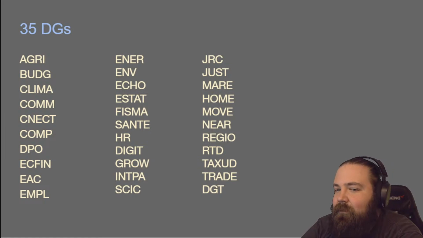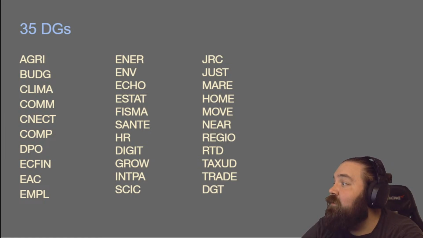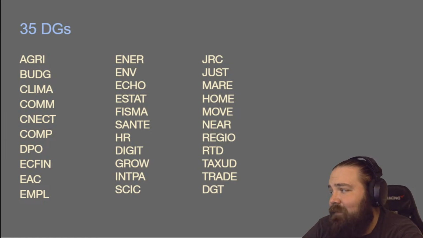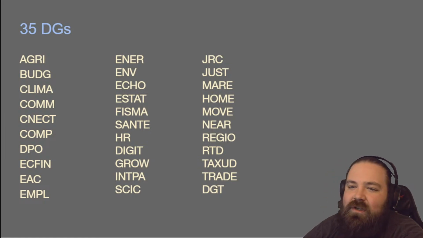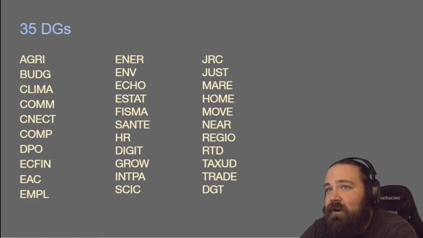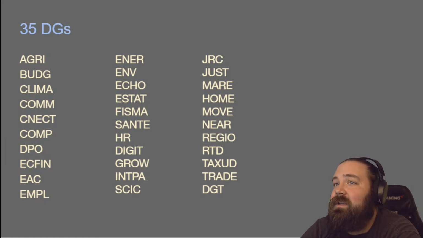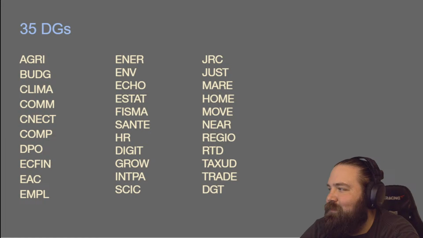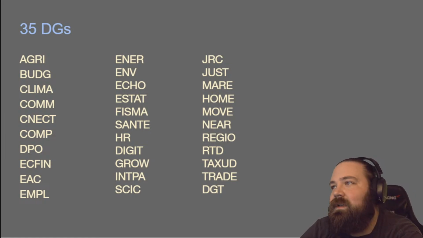Digit is Informatics. They're responsible for information within the EU. GROW is the internal market, industry, entrepreneurship, and SMEs. That is the Commissioner for Industry and Entrepreneurship. That is pretty big industrial policy and the like. INTPA is the Director General for International Partnerships. That is the European Commissioner for Development. They do international partnerships, specifically economic international partnerships.